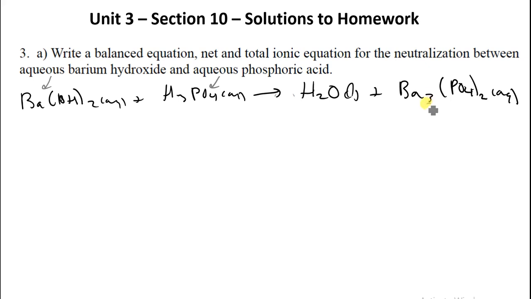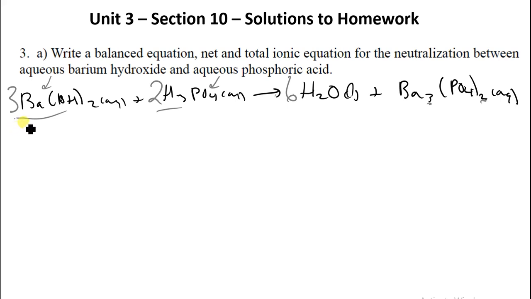Now, I should point out that we have 3 bariums here, so we're going to put a 3 in front. We've got 2 PO4s there, we're going to put a 2 in front. And if you go ahead and count up all the hydrogens there, we end up with 6 hydrogens in total. And that would be your balanced equation. Now we're going to have to proceed and break everything up.